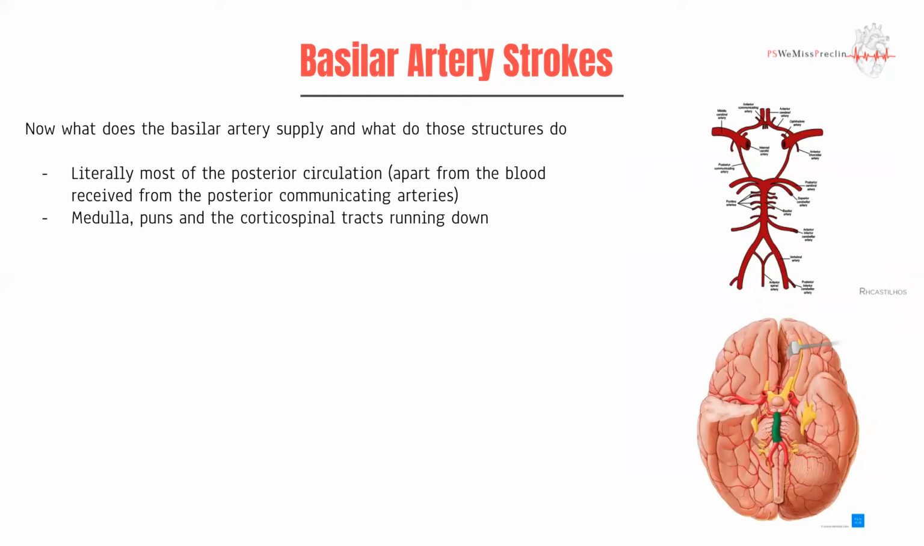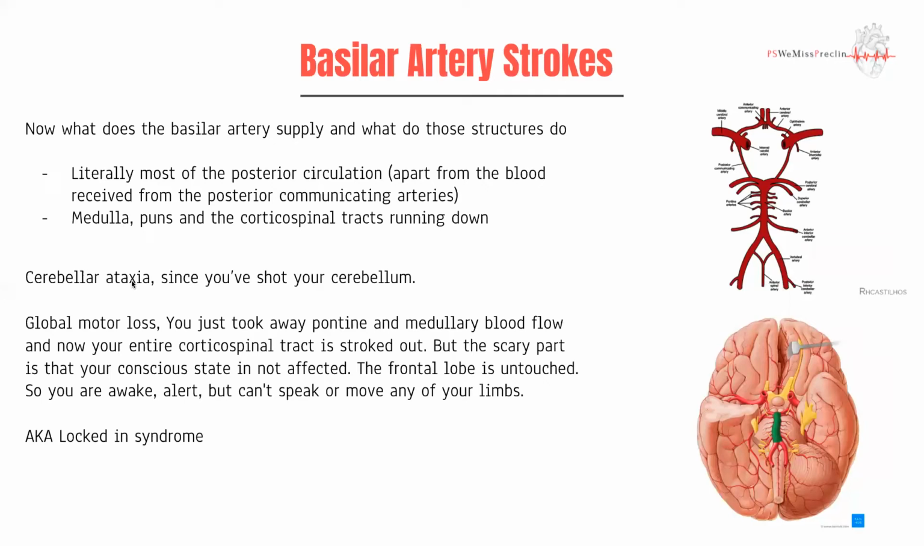Basilar artery strokes. Now, when we talk about stroking the basilar artery, we need to talk about what it supplies. Well, it supplies most of the posterior circulation. You obviously have blood supply that's coming from the posterior cerebral artery and the posterior communicating arteries, but we won't talk about that just yet. So as you can see, here is the basilar artery. If you stroke that, you would affect the medulla, the pons, and the corticospinal tracts running down.